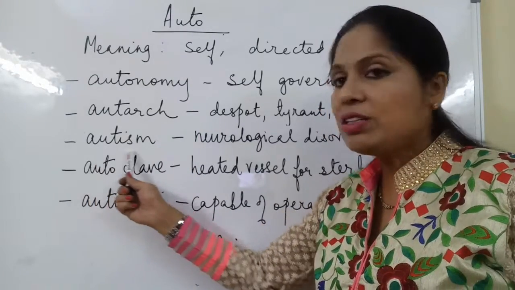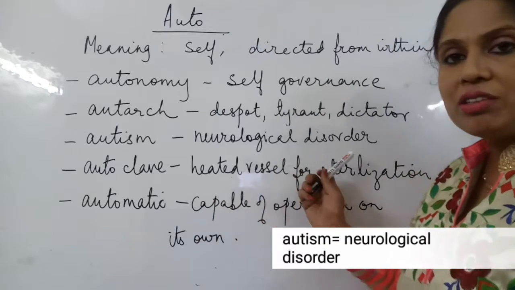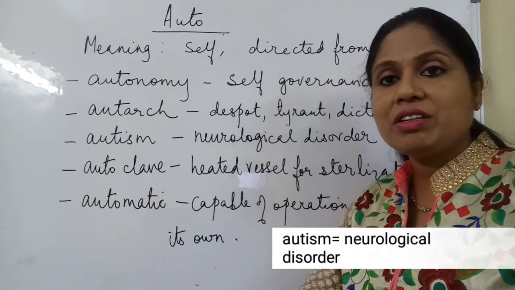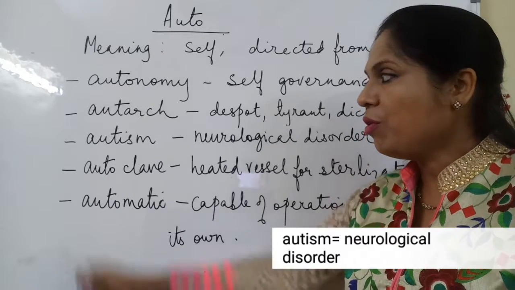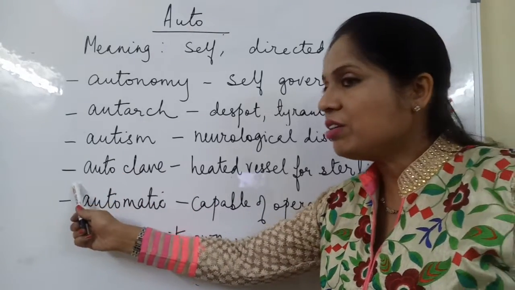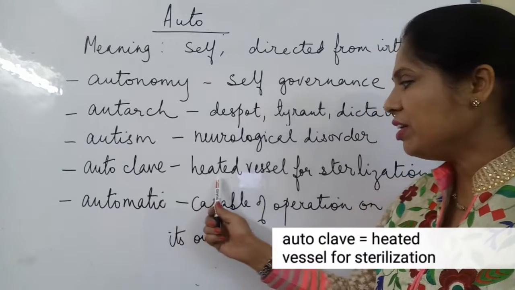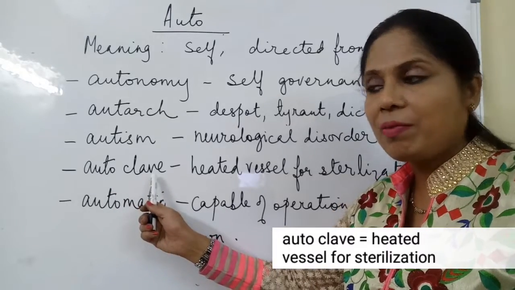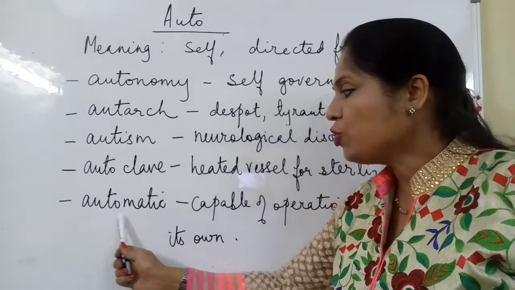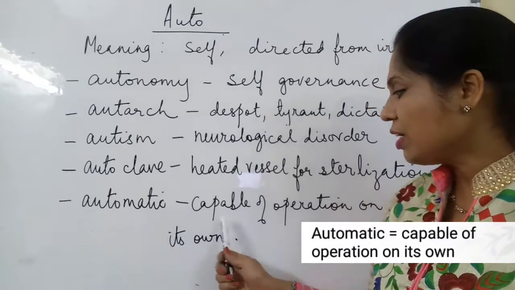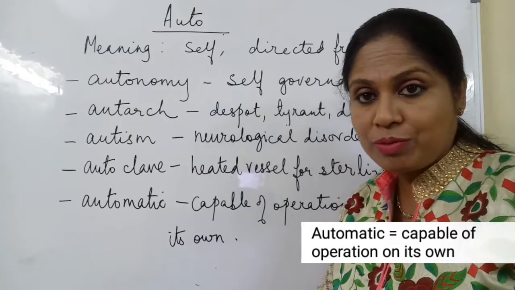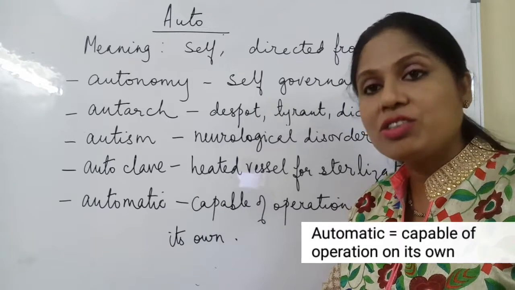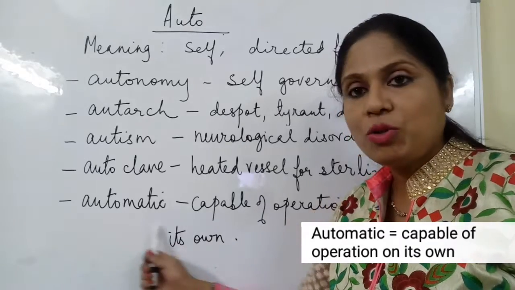The next word is autism. Autism is a neurological disorder, the symptoms of which come by themselves and are observed from childhood. So therefore, autism. The next word is autoclave. Autoclave is a heated vessel which is used for sterilization. Autoclave. The next word is automatic. Automatic means capable of operation on its own. So I can have a washing machine that runs by itself. I don't have to do anything. Just put the switch on, that's all. So automatic.